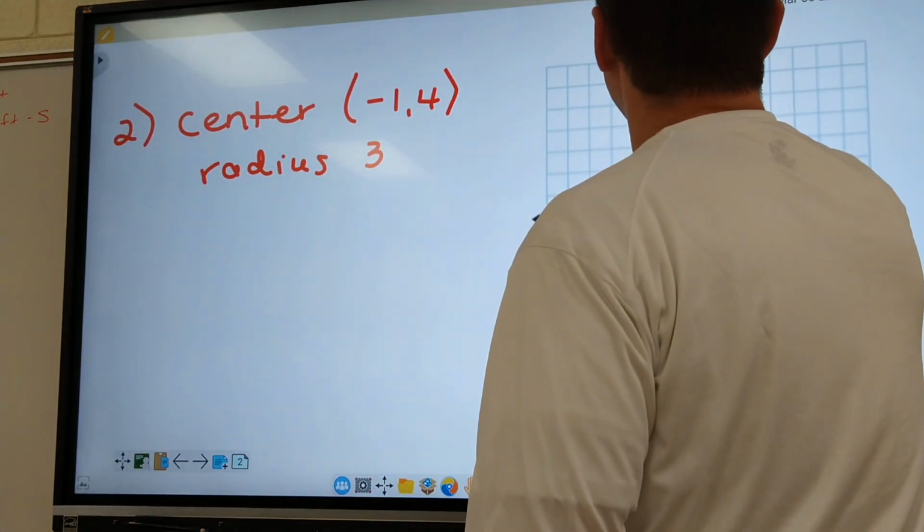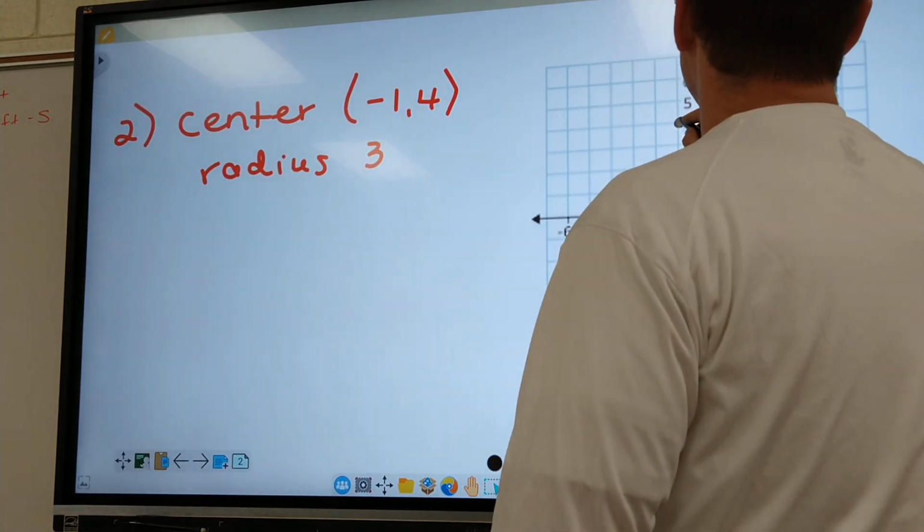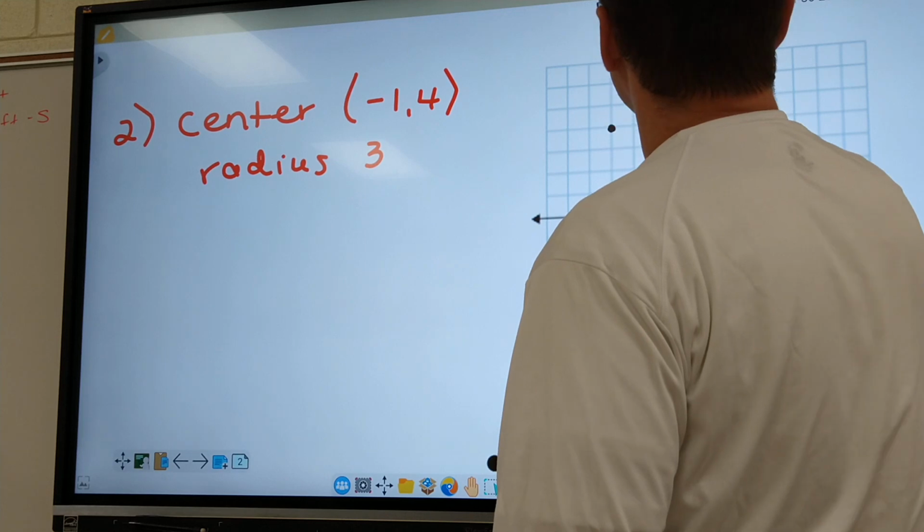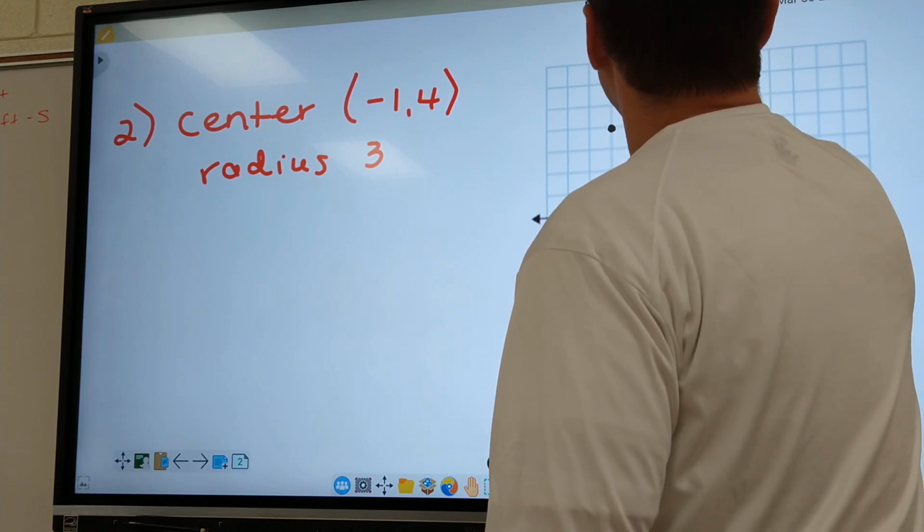All right, so let's start over here. -1, up 4, got our point. Our radius is 3, so you go 1, 2, 3 to the right, 1, 2, 3 up, 1, 2, 3 to the left, 1, 2, 3 down, and make your circle.